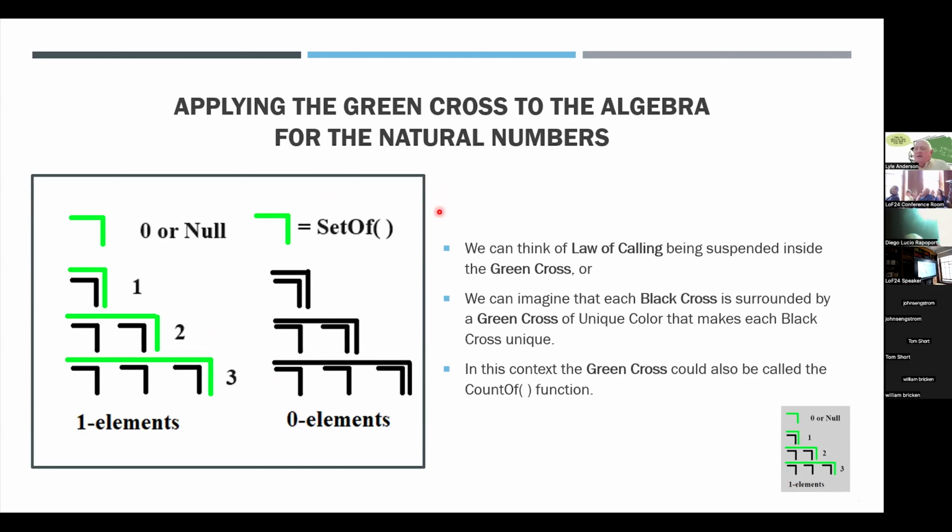Now, when we get to arithmetic, and this is where Lewis's stuff comes in, we can think of having a green cross with nothing in it as null, one black cross as one, two black crosses as two. These are the one elements, okay? And so the green cross becomes, and this introduces sort of the idea of a function. It's the set function or a count function, because we're going to use the cardinal number of the number of crosses in here as our number. We're going to work with the zero elements. They come in a little bit later.